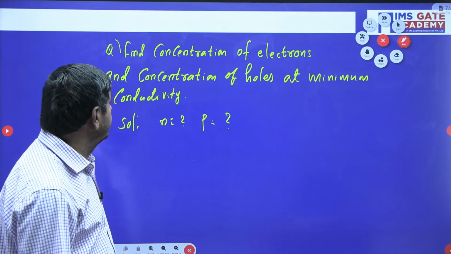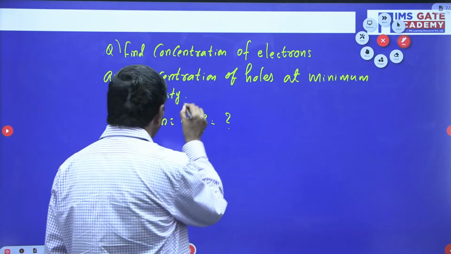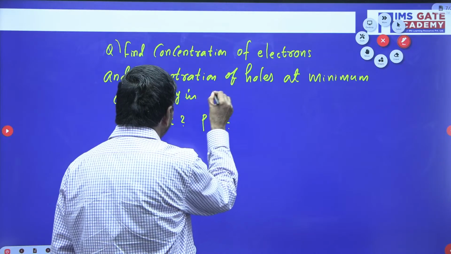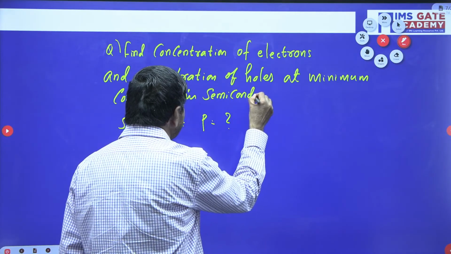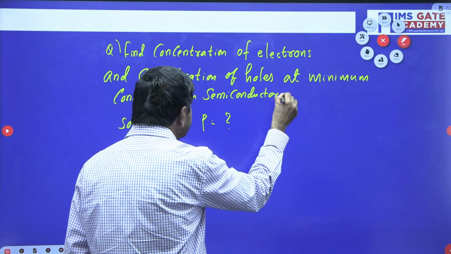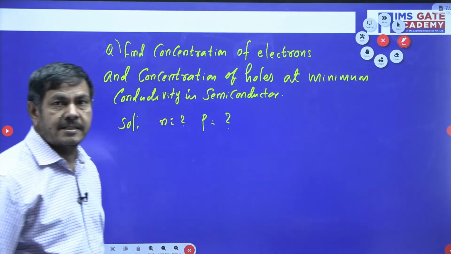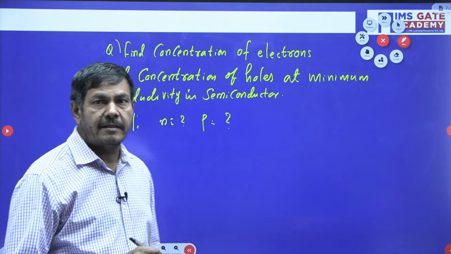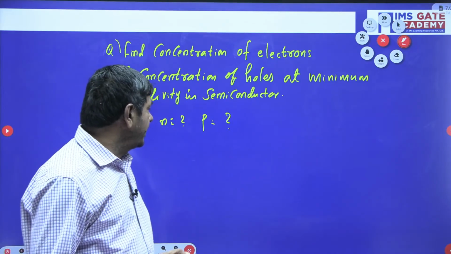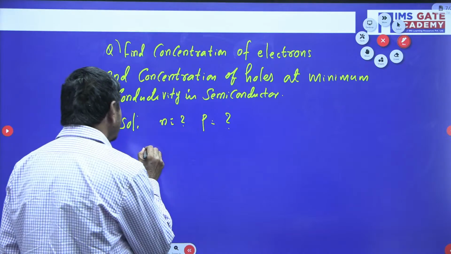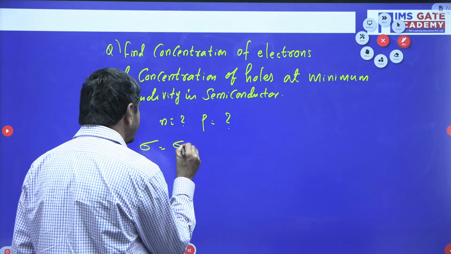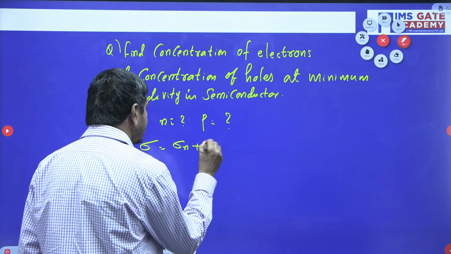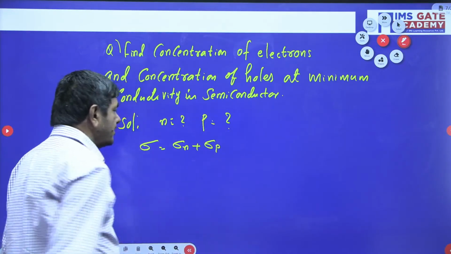Minimum conductivity in a semiconductor, that is very important. I didn't specify whether it is intrinsic or extrinsic, only the semiconductor. The conductivity in a semiconductor is nothing but the conductivity due to electrons plus the conductivity due to holes. We know that very well.